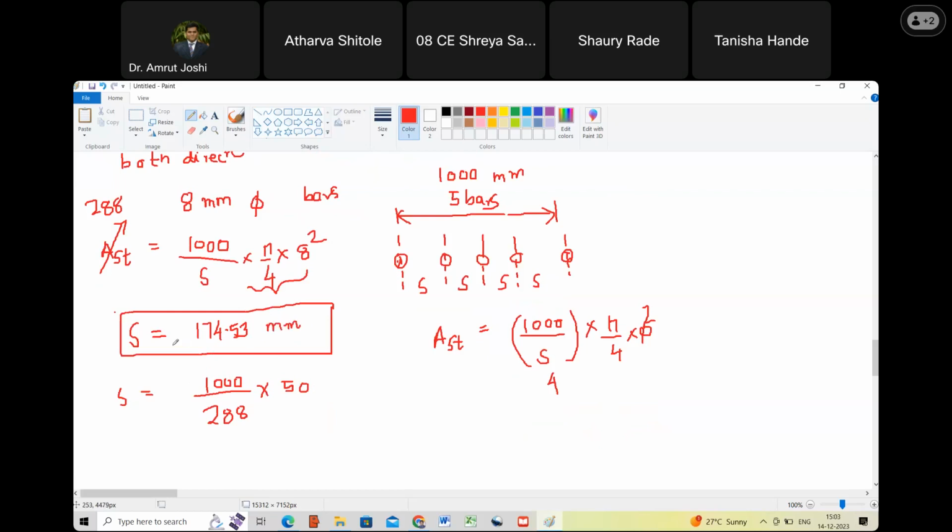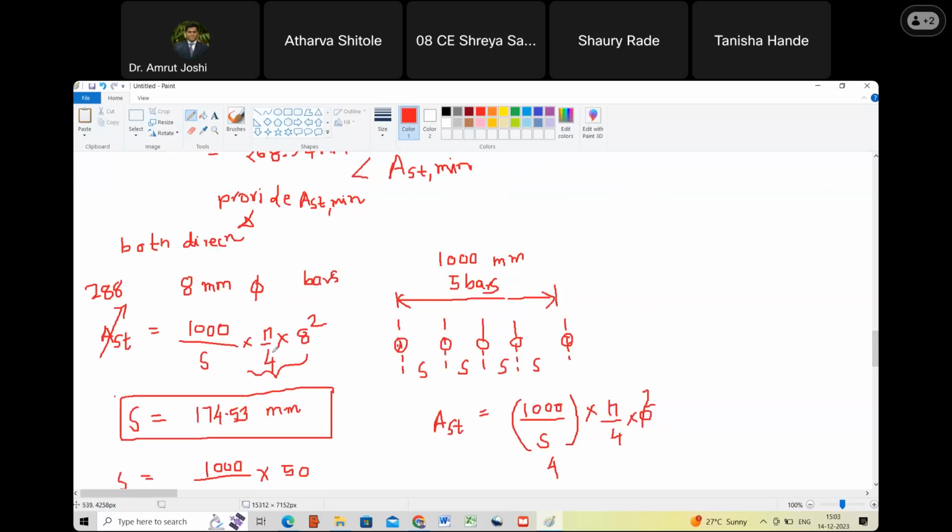So we need to provide spacing equal to 174.53. Now we cannot provide this spacing on this side. So it has to be rounded off in multiples of 10, but on lower side, because when you reduce the spacing, you will increase the steel. Are you with me? Yes, sir.